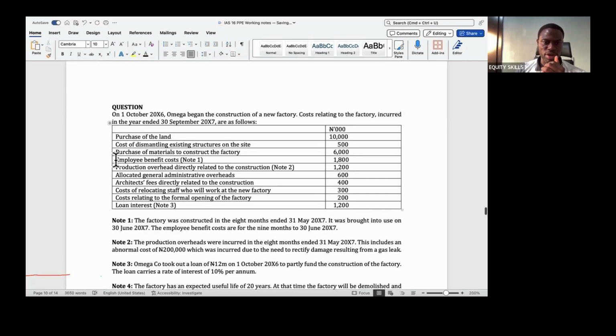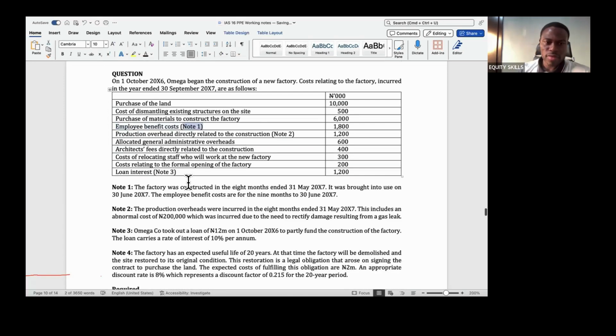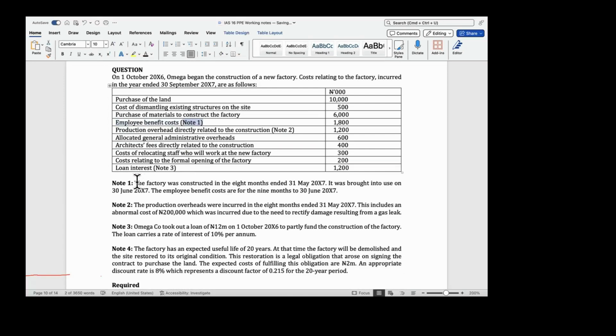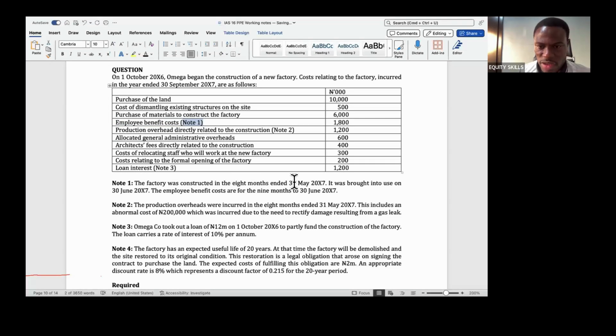The next one is employee benefit, but they said there's a note on that. So there's a note 1, abi? Yes, sir. What's the note 1 talking about? They said the factory was constructed in the 8 months ended 31st May 2007. It was brought into use on 30th June 2007. The employee benefit costs are for 9 months to 30th June 2007.